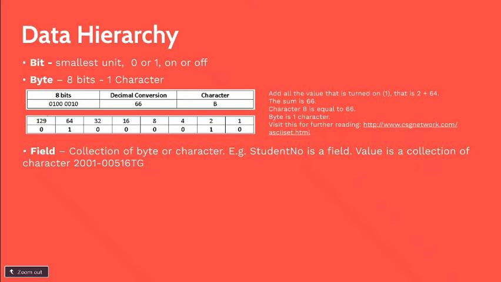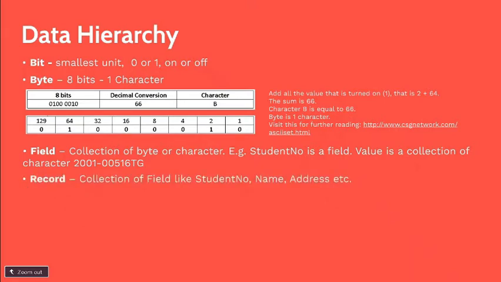After byte, the next in the hierarchy will be a field. This is the collection of bytes or characters. A student number is a field. An example value of a student number is a collection of characters such as 2001-005160G.